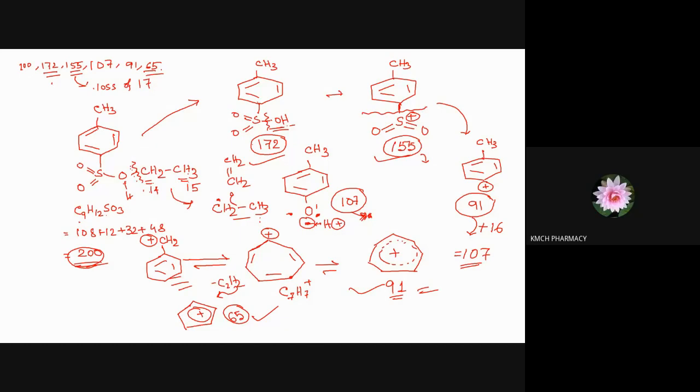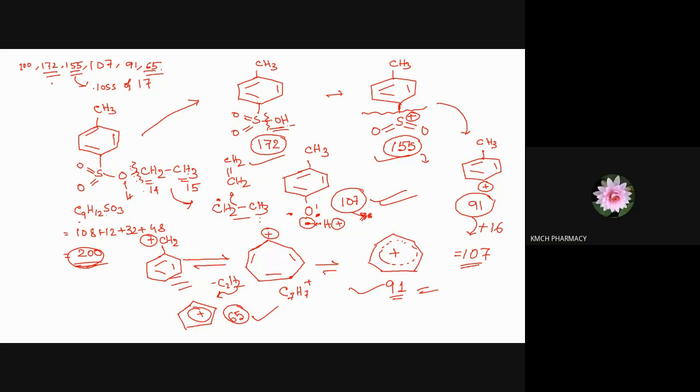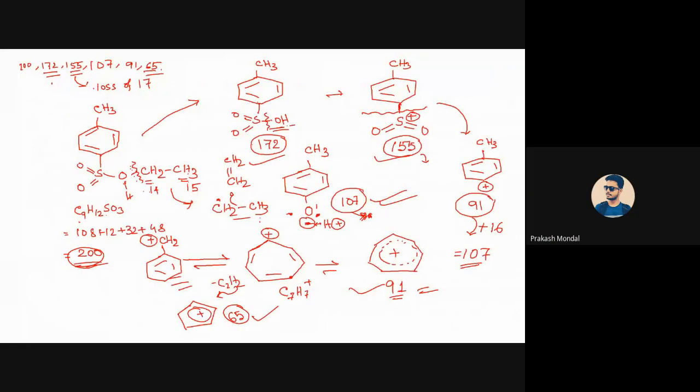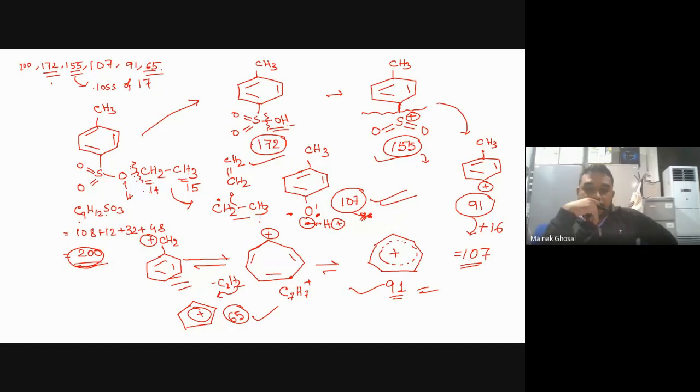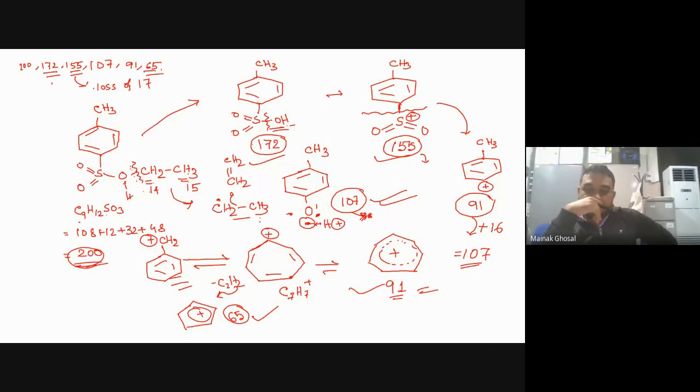And this is a very good question. So I should look at this 107 fragment. Thank you, sir. Sir, 172, is this a radical cation or a simple cation? It's a radical kind of thing. Okay, sir, can you please explain again?